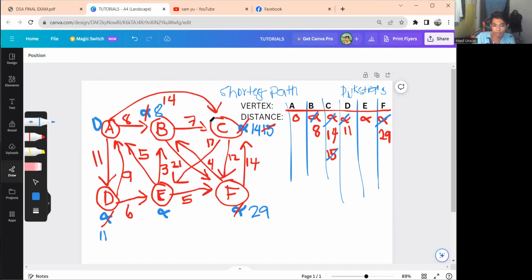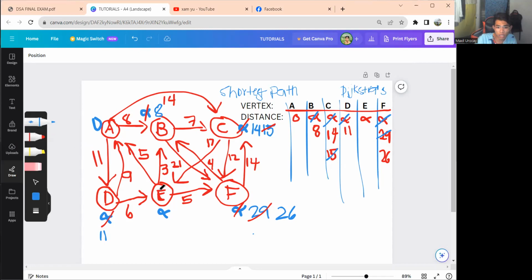So just follow the path. C is adjacent to F and adjacent to E. Those are the only adjacent nodes for C. So here, 14 plus 12, from C to F. That is 14 plus 12, which becomes 26. So 26 is the least value. Therefore, we cancel 29, then update F to 26. That's how simple it is. Cancel the 29. All right, there you go. 26 is updated.